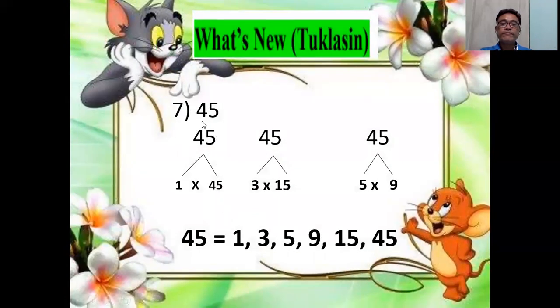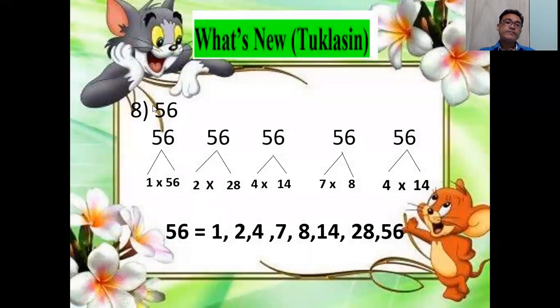Number 7 is 45. So we have here 45, 1 and 45 are factors of 45. 3 and 15, or 3 times 15 is 45. 5 times 9 is also 45. So these are the factors of 45. We have 1, 3, 5, 9, 15, and 45. Number 8, 56.